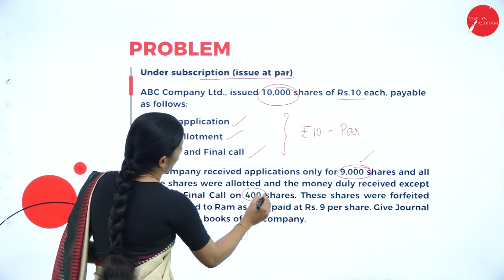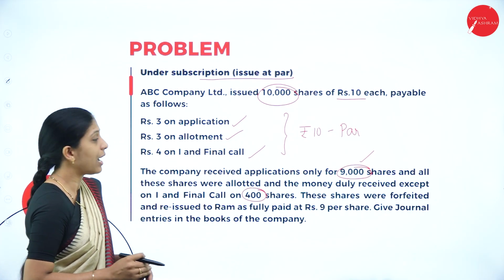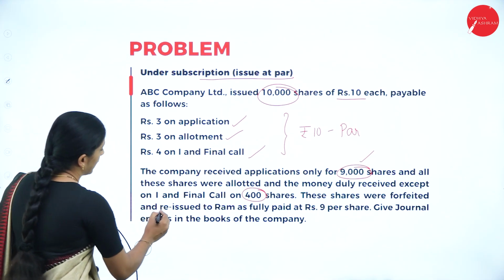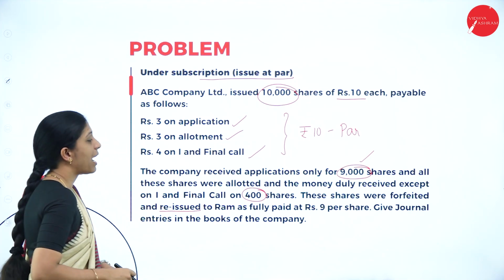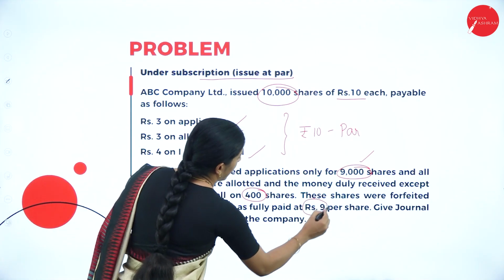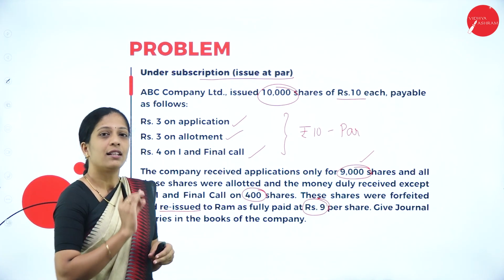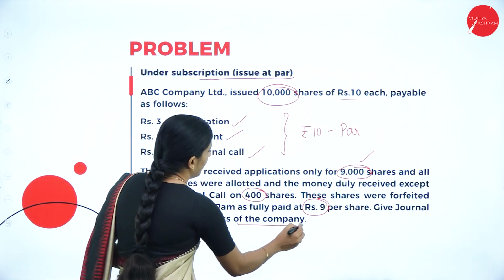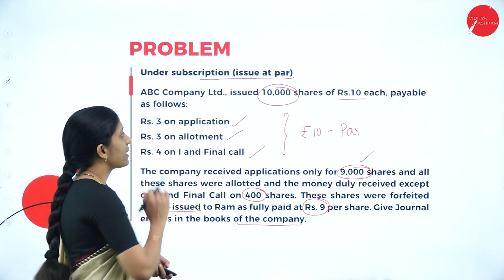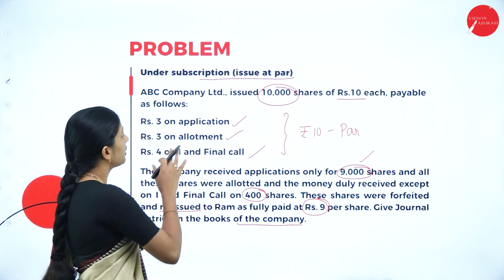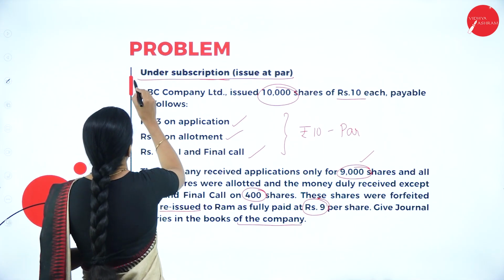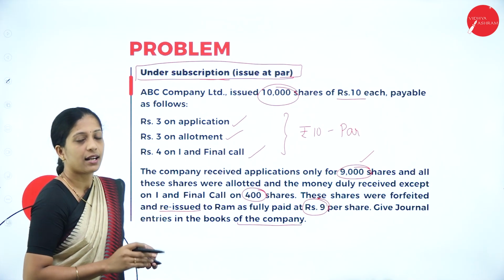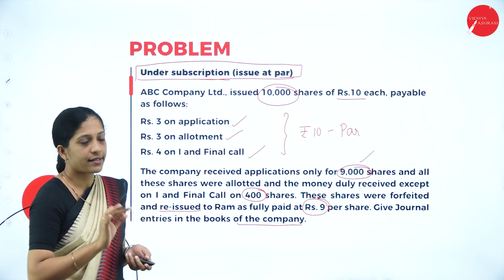So here also we have a situation where we have forfeiture of 400 shares. These shares were forfeited and reissued to Ram as fully paid up at rupees 9 per share, which means that they are going to reissue at discount. So give journal entries in the books of the company. Okay, so let us see the solution here. The main thing you have to remember is it is a problem on under subscription and where the shares are issued at par. Other than that, all the entries are the same.